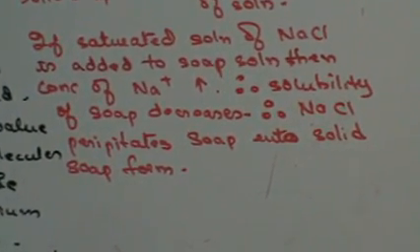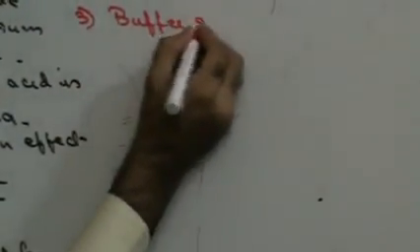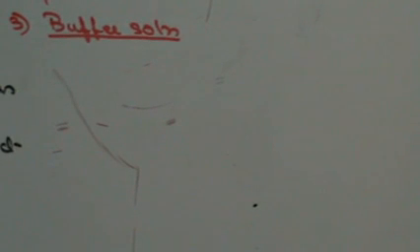Next, let us understand what is a buffer solution. What do we understand by buffer solution? A solution that has a definite pH and which resists a change in pH when a small amount of acid or base is added to it is called a buffer solution. What is a buffer solution?